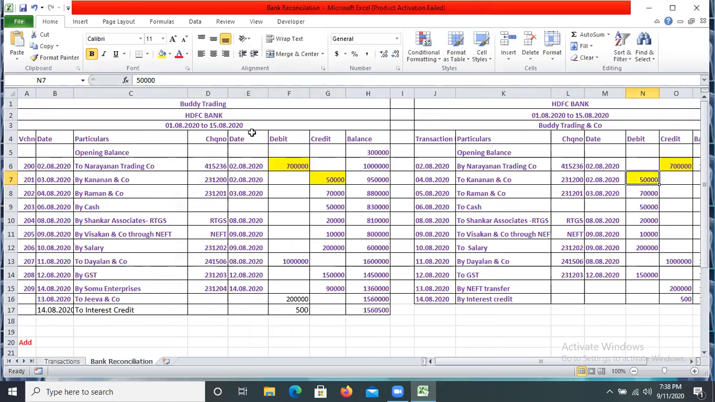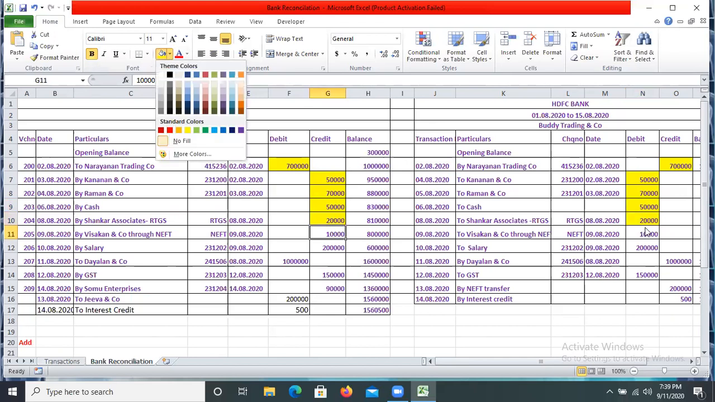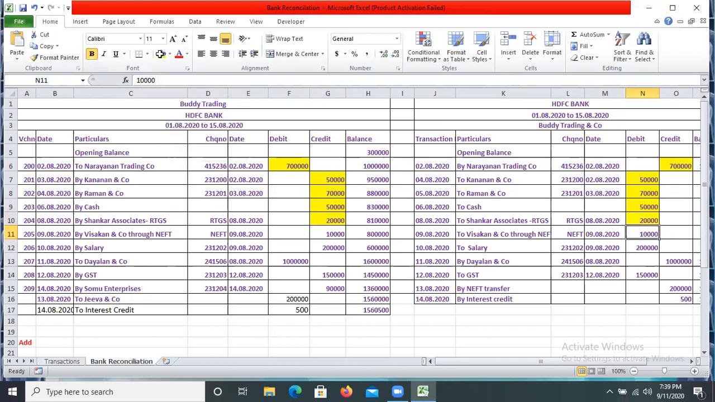Now similarly, this is 70,000, check issued to Raman, 70,000. Similarly, cash withdrawn, in our books it is on the credit side, in the bank it is debit, so matched. The same way, RTGS 20,000. Now similarly 10,000 by Visakan and Co., 10,000. Similarly 10,000. Now it got matched.